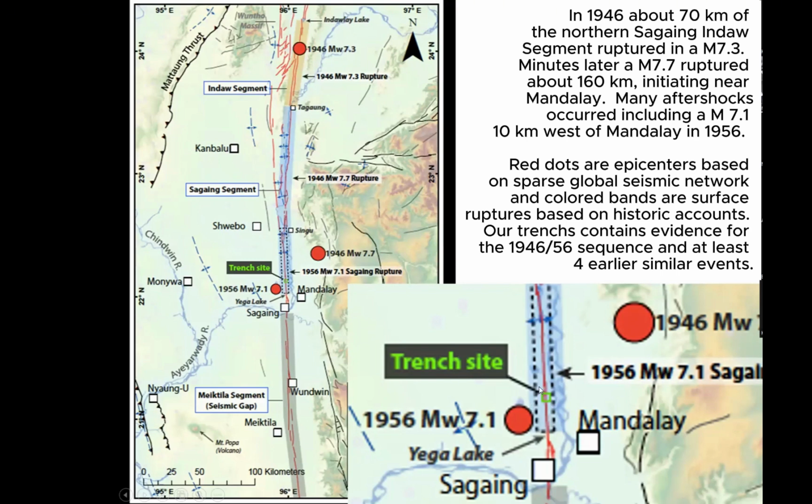So if we zoom in a bit, our trench site is here in the middle, near the epicenter of the 1946 earthquake, and we have the aftershock that's large enough to break the ground. Again, we have evidence for this. I'll show you the dating, and we have at least 4 similar events in the last 1,000 years.